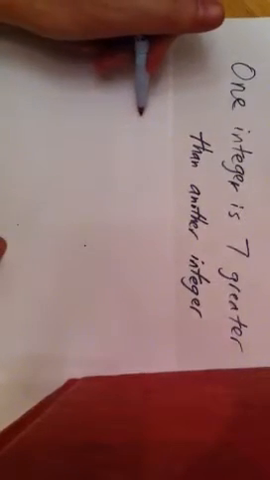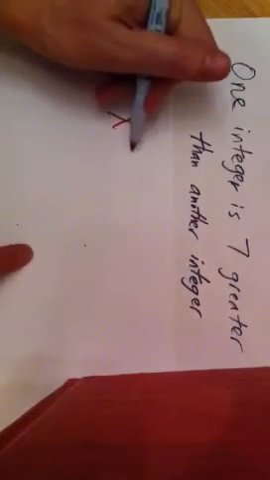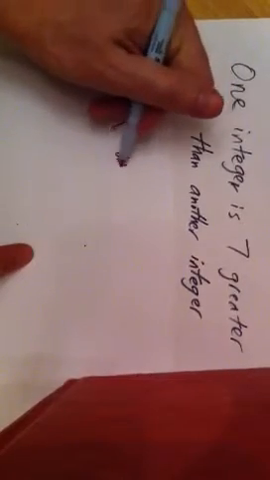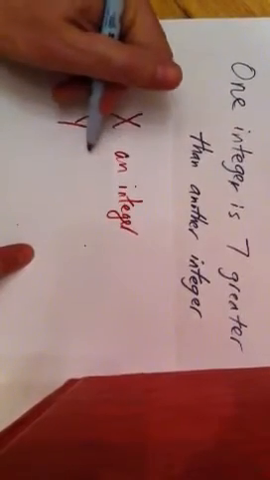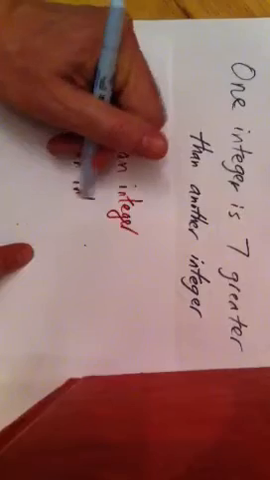One integer is 7 greater than another integer. And what we're going to try and do is just represent that as an equation. So we're obviously going to be dealing with two integers. So the first thing I would suggest is calling x an integer. And then just to make it simple, why don't we just call y an integer also?